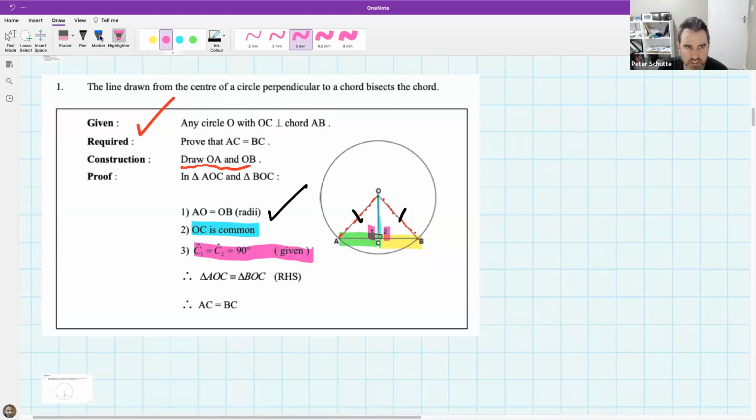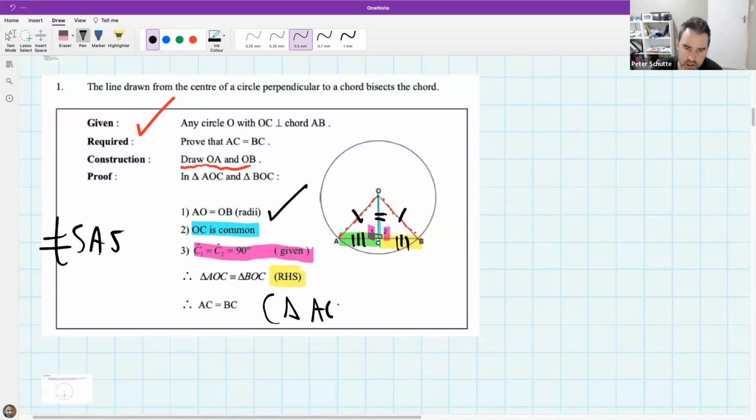And what case of congruency is it? It's not side angle side. The reason it's not side angle side is you've got a right angle, a hypotenuse, and then the other side, so you don't have the angle between the two sides. You've got a right angle. And so we can say that triangle AOC is congruent to BOC by RHS. Now that you've proved these two triangles congruent, you can then say that AC is equal to BC, and you should actually write triangle AOC is congruent to triangle BOC. That's why you know those two are equal.